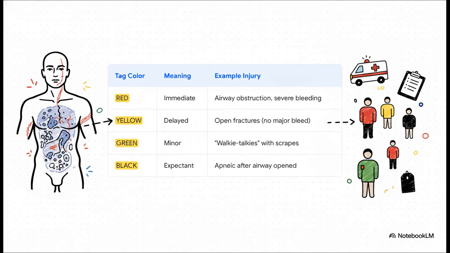This whole sorting process boils down to just 4 colors. Red tags go to the immediate victims. These are the people who will die in minutes without help. Yellow is for the delayed. They're seriously hurt, but they're stable enough to wait a little bit. Green is for the walking wounded, minor stuff. And finally, black is for the expectant, those whose injuries are so severe they're considered unlikely to survive, even with care.